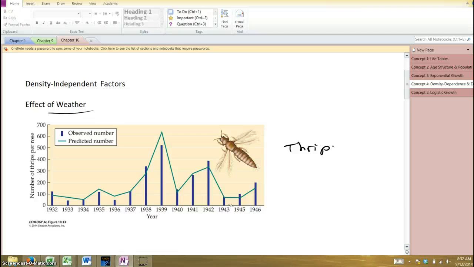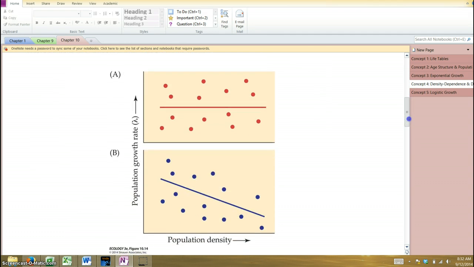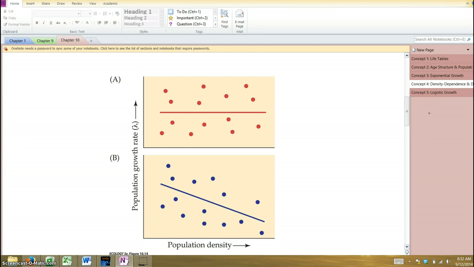And so it really doesn't matter how many individuals are present, it's just how warm or how cold essentially the year is, and some other variables. This was a study that took in many different weather-related variables, and so they created a model, and they had the predictions from the model and then the actual data, and you can see there's a pretty good fit between the two sets. All right, so density independent. So essentially a population growth rate when it comes to density independent factors is not related to density. The growth rate is not related at all.